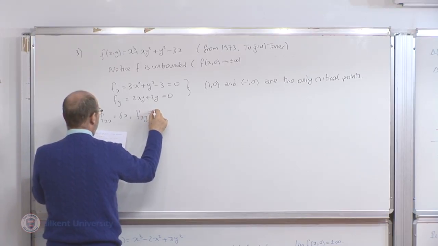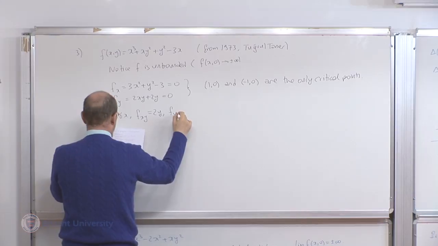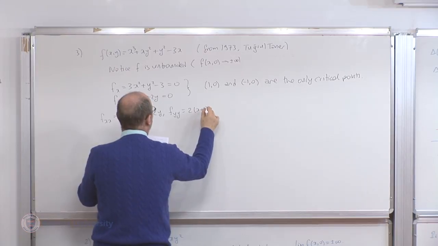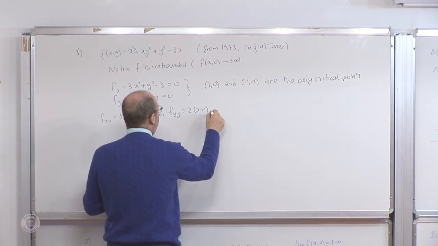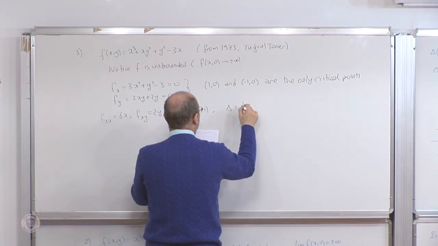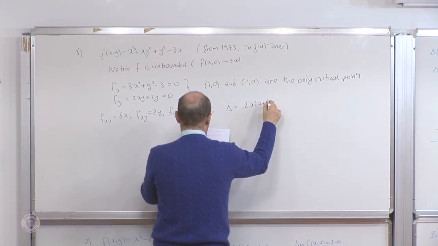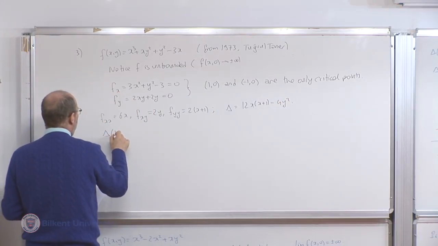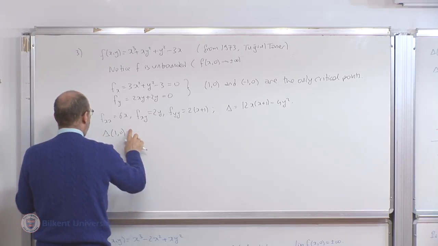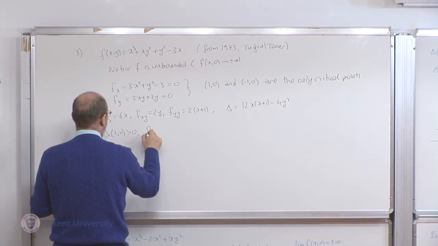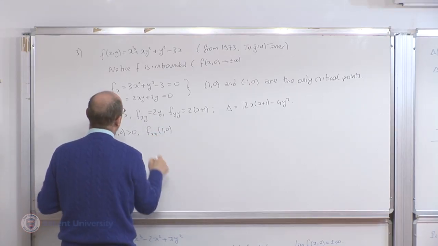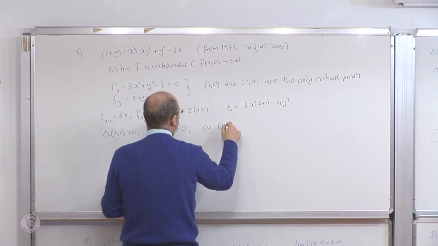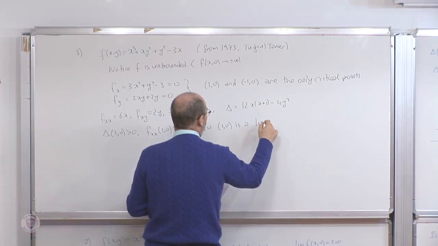fxy is 2y, fyy is equal to 2x plus 1. Let's write these things. And therefore, the discriminant is equal to 12x(x plus 1) minus 4y squared. Discriminant at (1, 0) is positive. Then we look at fxx at (1, 0). Well, it's 6, positive. Okay, so (1, 0) is a local minimum.